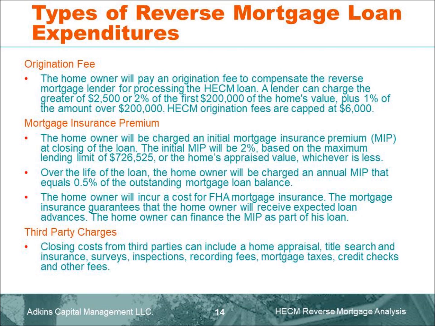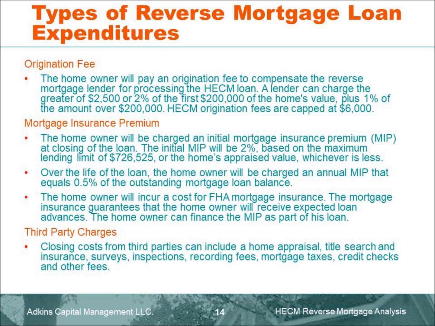HECM origination fees are capped at $6,000. The second type of reverse mortgage loan expenditure is the mortgage insurance premium. The homeowner will be charged an initial mortgage insurance premium at closing of the loan. The initial MIP will be 2% based on the maximum lending limit of $726,525 or the home's appraised value, whichever is less.